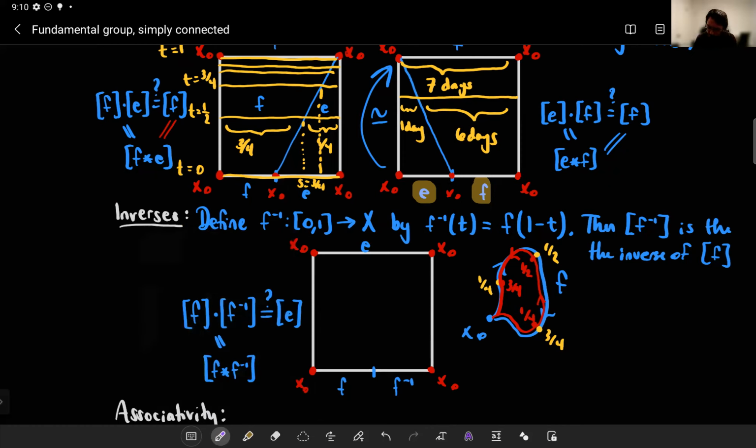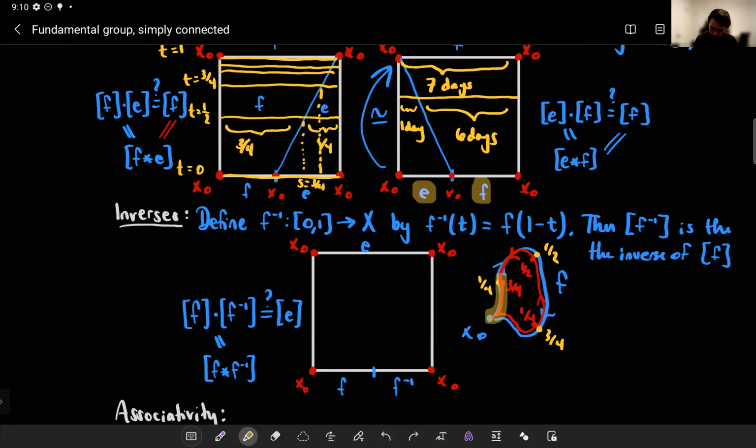Okay, well, let's look at what the concatenation looks like. For this example, the concatenation, I'll do a highlighter actually. Concatenation looks like traverse F at double speed, backtrack traversing F inverse at double speed. Okay, what if I did this? What if I traversed F really quickly, but then stopped at 3/4? And then I just sat there for a while and procrastinated, and then I reversed my trip. Okay, I mean, that might work, right?